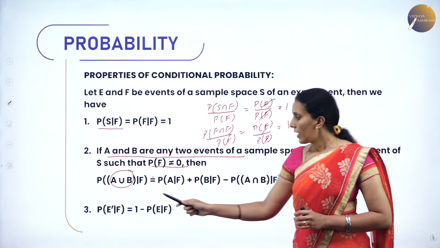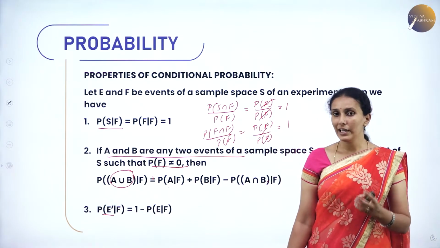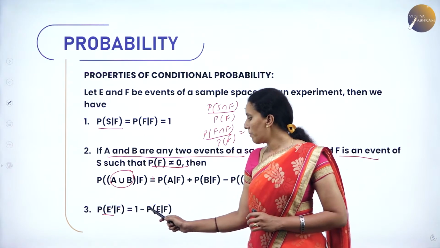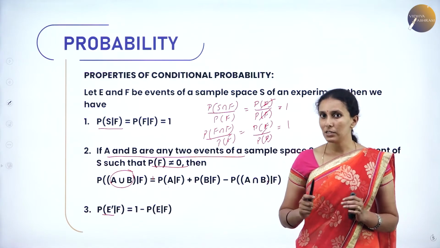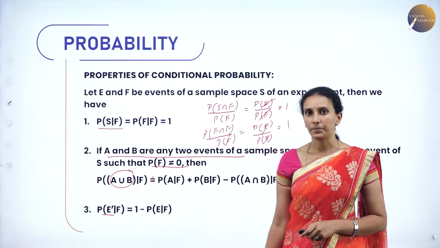Next, we know that the conditional probability of the complement event or E dash, P of E dash over F, is equal to 1 minus P of E over F. We know that P of E dash is 1 minus P of E. So for conditional, just write over F on both sides.